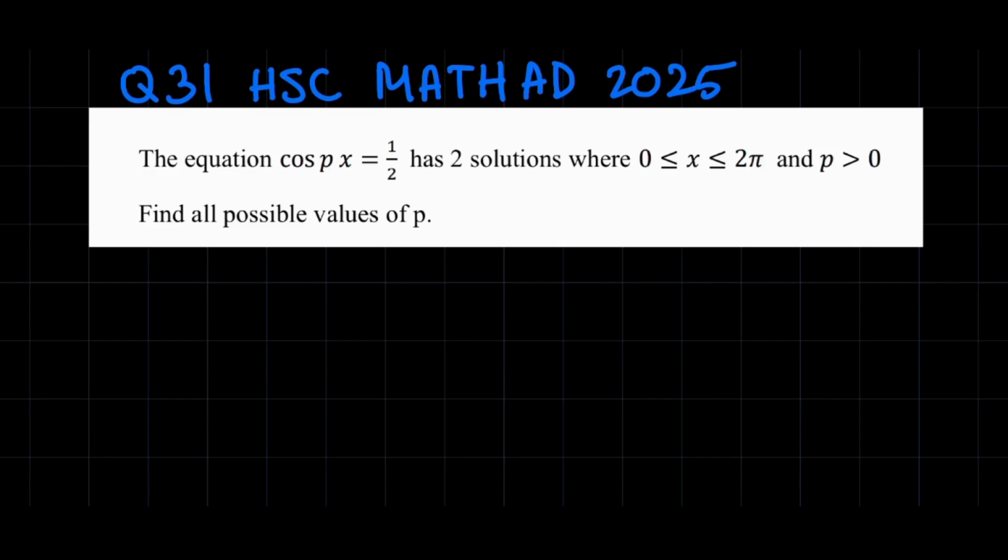the equation cos px = 1/2 has two solutions where x is between 0 and 2π, and p is larger than 0. Find all possible values of p.